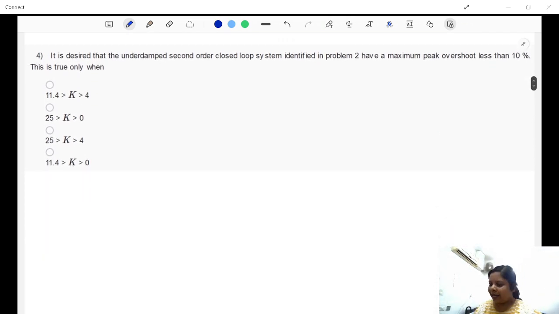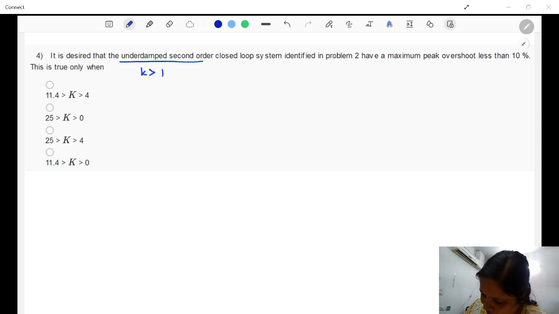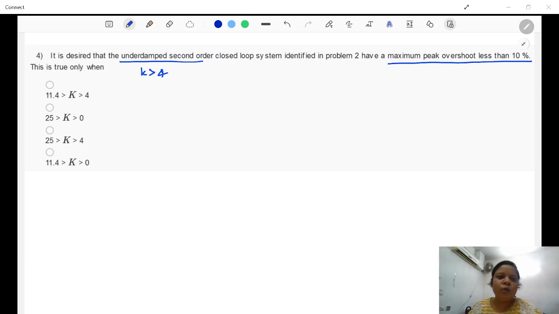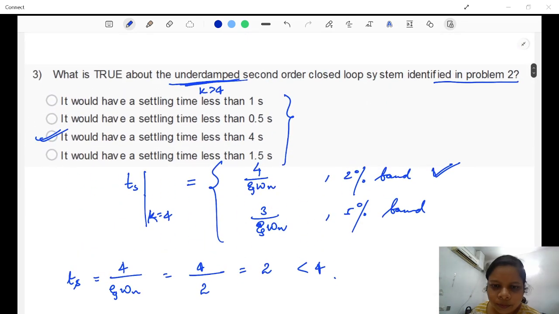So the next question is, again, related to an underdamped system. So k is greater than 4, and it should have maximum peak overshoot less than 10%. I want you to solve this problem. If you don't mind, once, could you please scroll up? Okay, ma'am. Thank you.